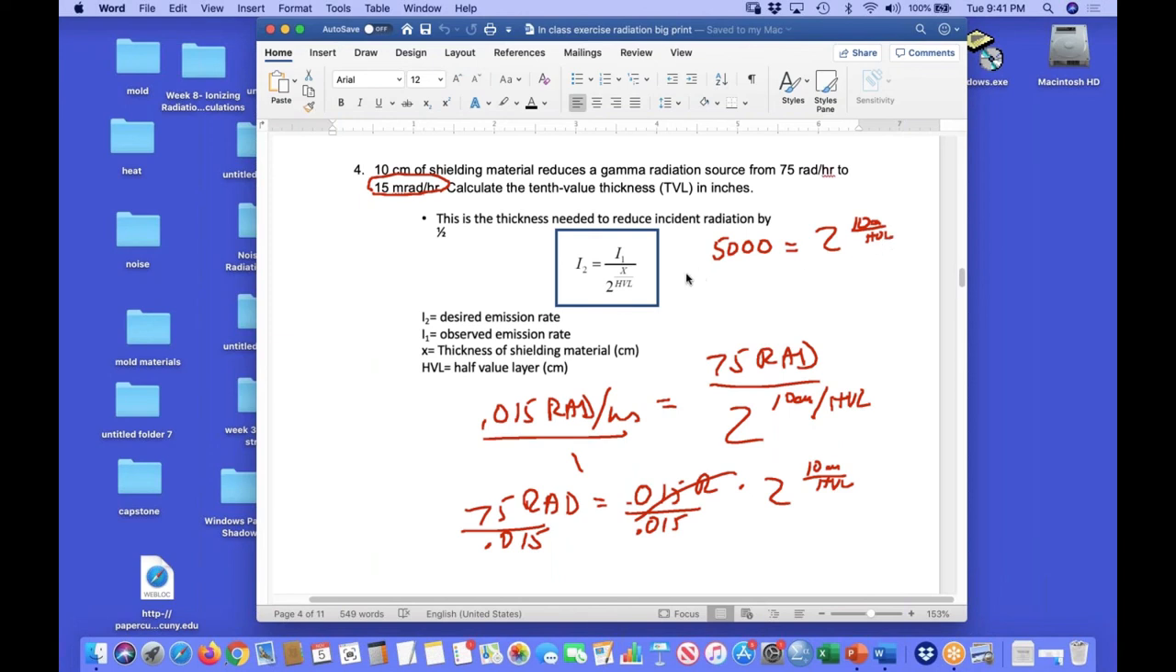Okay, again, we're going to find the log of this, right? Log of 5,000 is equal to the 10 centimeters over the half value layer times the log of 2. Okay, so what is the log of 5,000? 3.69. Good, 3.69 is equal to 10 divided by the half value layer times the log of 2.